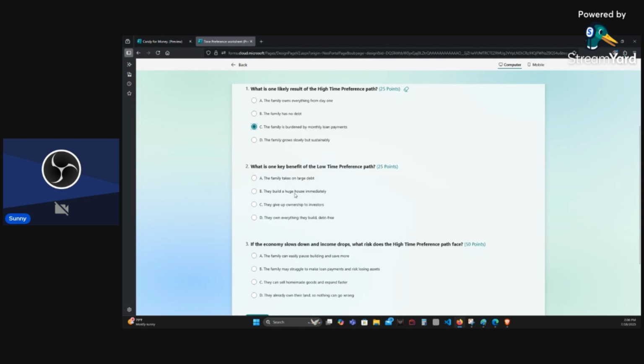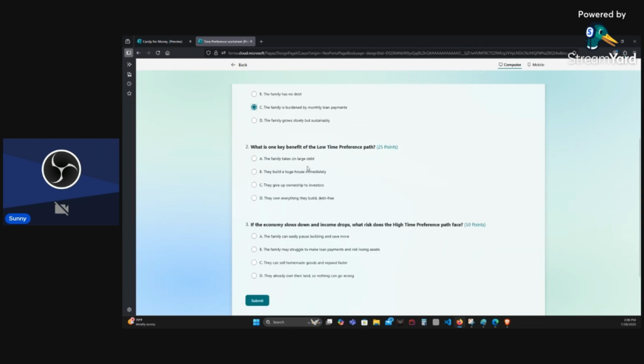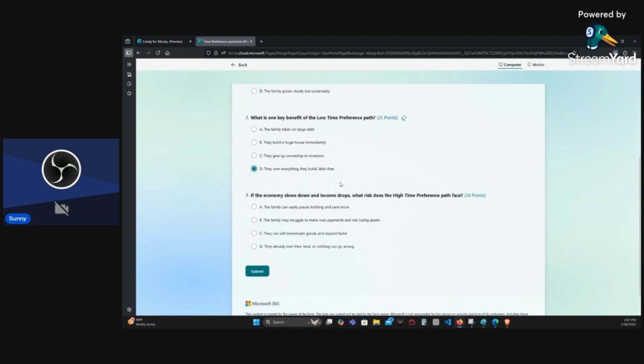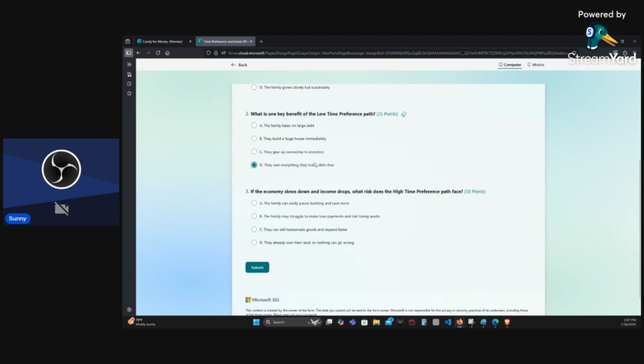So number two, what is one key benefit of the low time preference path? The family takes a large debt. They build a huge house immediately. They give up ownership to investors. They own everything they built debt free. It would be D. They own everything they built debt free. Whether or not that means they will have to build slower because they don't have the big loan, in any case, they own everything debt free, low time preference path.